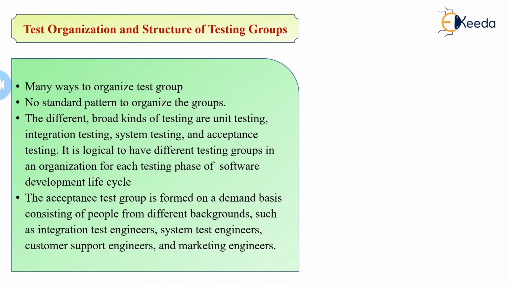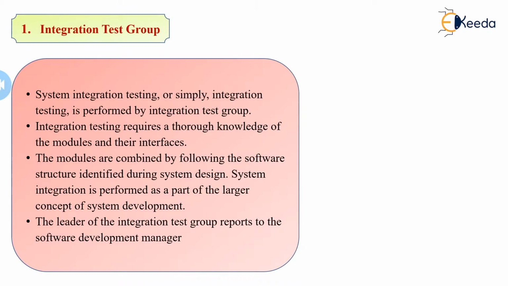So acceptance testing is done when the customer people come to my place or I go to the customer's place, like alpha testing and beta testing. There I also require some groups, some test engineers. I require integration test engineers, system test engineers, customer support engineers, and market engineers. First I have the integration test group.